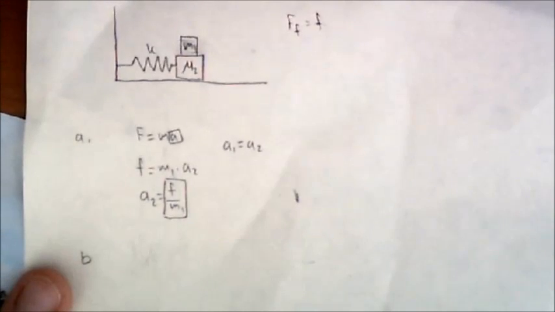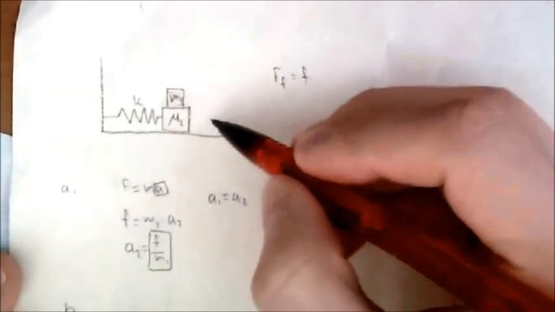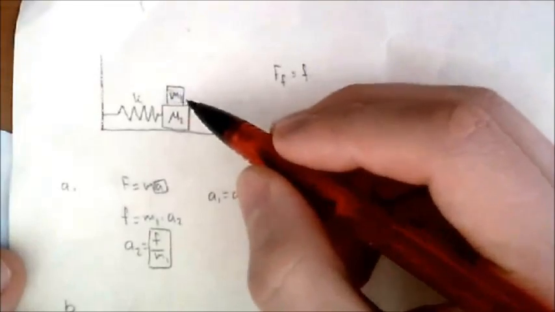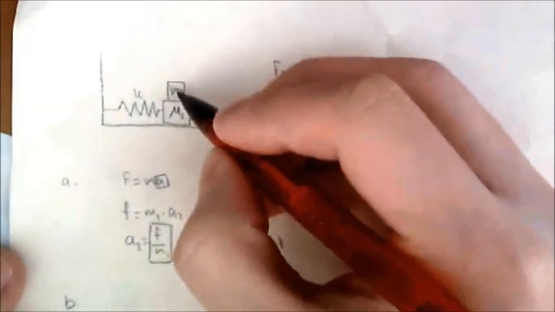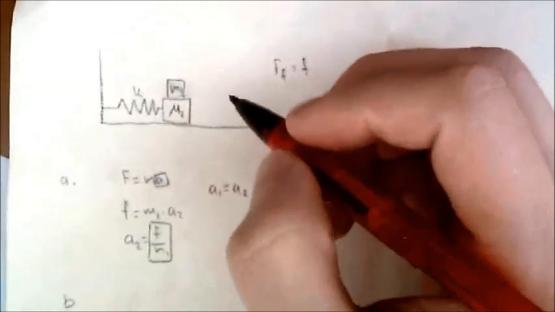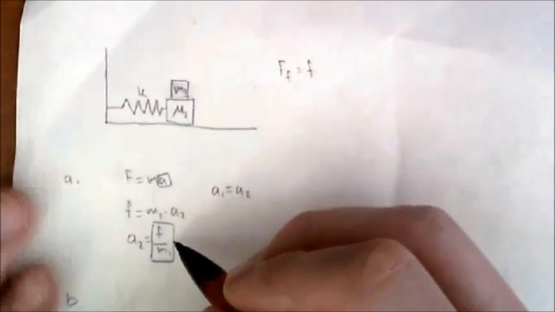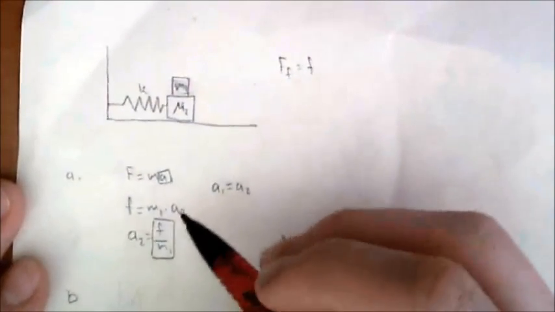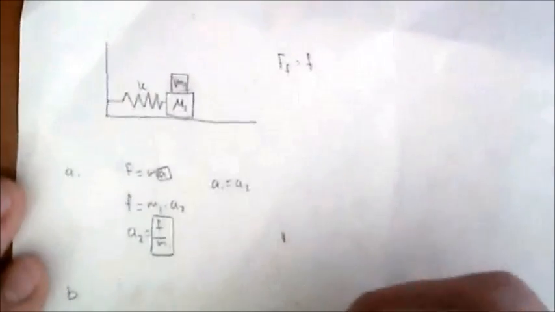Part B of this problem deals with simple harmonic motion, and what it's asking for is the greatest amplitude that this spring system can have before the mass on top starts slipping off the mass on the bottom. So this ties in with what we figured out in part A, which is the maximum acceleration it can have before it starts slipping.